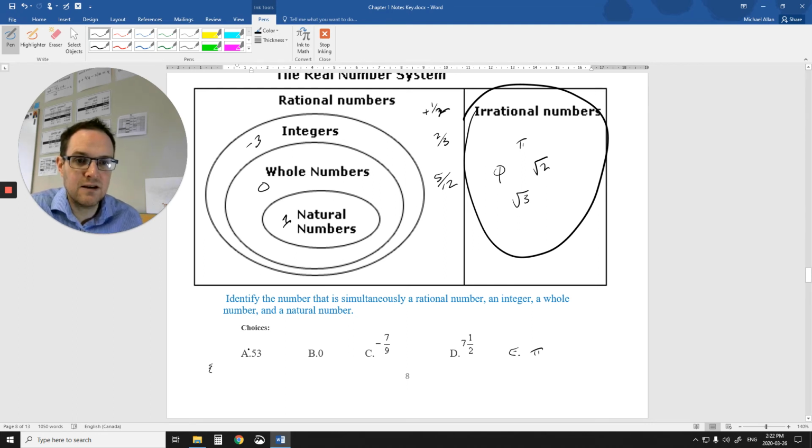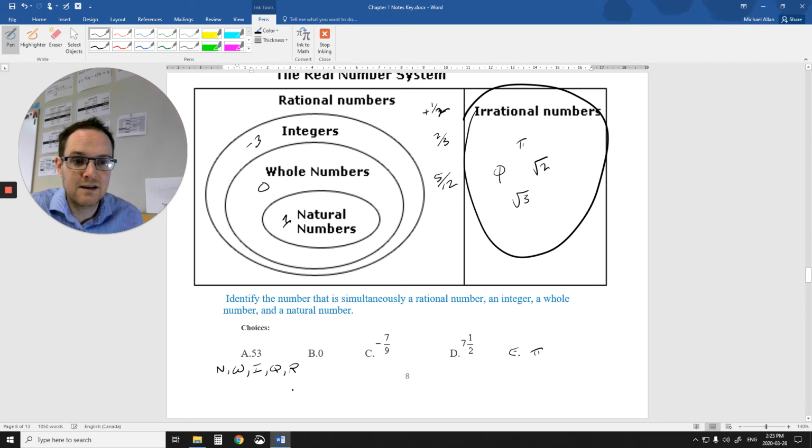So 53 is a natural number. Actually, I don't have to put the little curly brackets there. It's a natural number because it's not 0 and has no decimal. It's a whole number because it is a natural number. It is an integer because it is a whole number. It is a rational number because it is an integer, and is also a real number all at the same time. Because it was a natural number to start off with, as you follow out this nested system, it's in everything else above it as well.